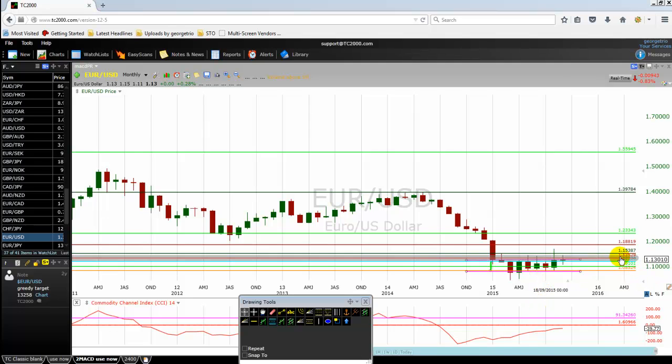So on a monthly chart of the euro dollar, we can see that the price is consolidating between the level of 11352 and the level of 10852. You need to note those levels down, the red horizontal line here. I have too many lines on my chart. The red horizontal line here is 11352. That's the top of the consolidation, and the lower part of the consolidation is 10852.